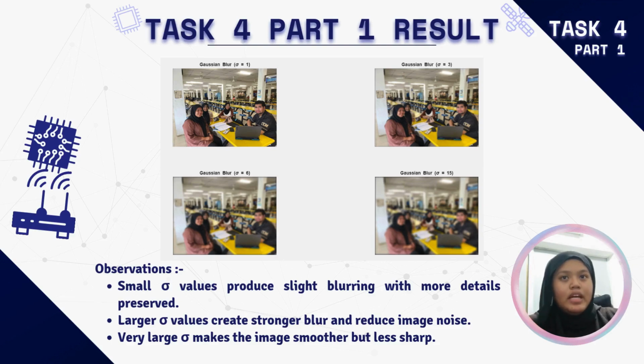For picture 2, the blur becomes more noticeable. Some fine details start to disappear, but the overall image is still easy to recognize. For picture 3, we are using Gaussian 6. More details are removed and the edges become softer. This level of blur is useful when we want to reduce more image noise. And picture number 4, the last one, uses Gaussian 15. Most image details are lost and only the general shape remains visible. The image became very smooth and its sharpness is greatly reduced.